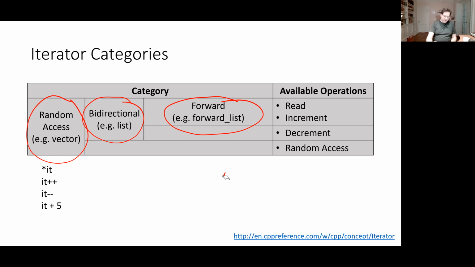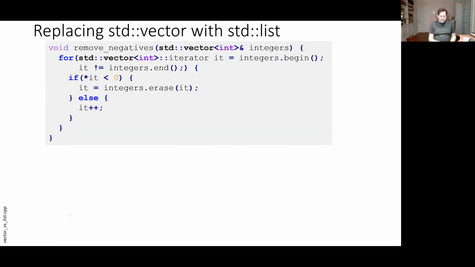Depending on what kind of iterator you have, different operations are allowed. They all allow dereference, they all allow increment, but only some allow decrement, and only a smaller subset allow random access, where you can just skip forward 5 elements or 10 elements, etc. Okay, any questions on that? Does it all make sense? Okay, I'm going to take that as yes.